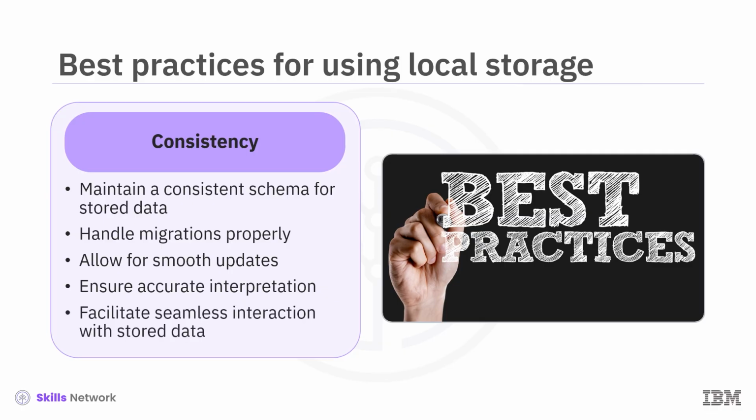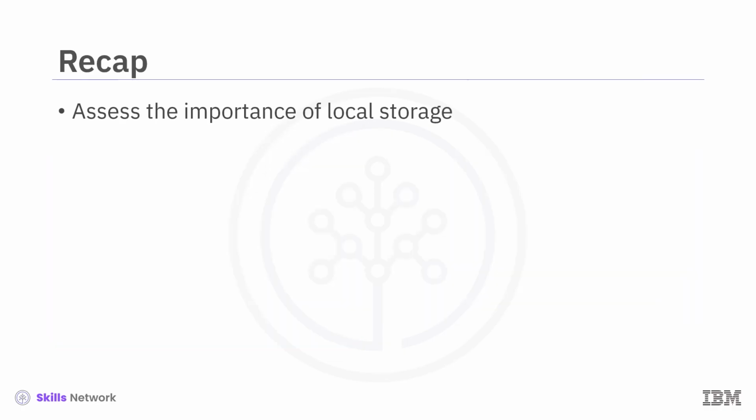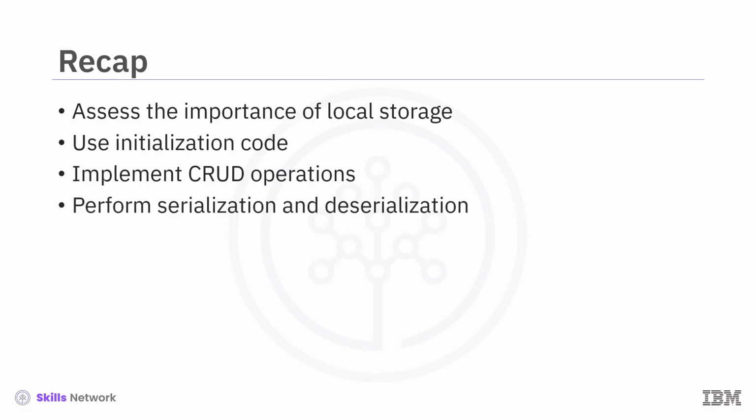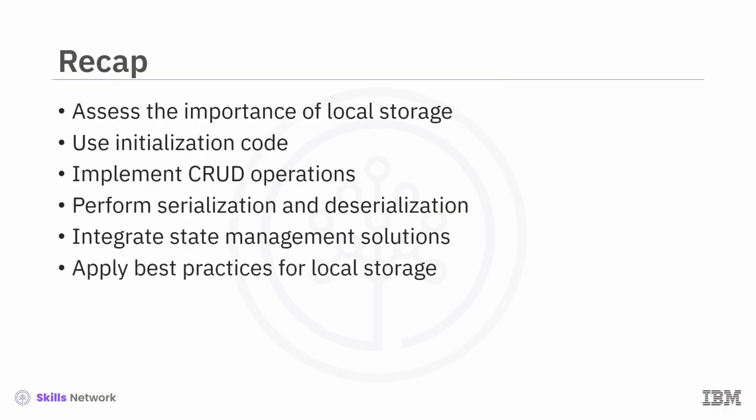In this video, you learned to assess the importance of local storage and its significance for retaining user settings, state, or cache data. Use initialization code to initialize storage early in your app's lifecycle. Implement CRUD operations such as creating, reading, updating, and deleting data. Perform serialization and deserialization by encoding and decoding data in JSON format. Integrate state management solutions to ensure that changes are immediately reflected in the user interface. Apply best practices for local storage to ensure optimal app performance.